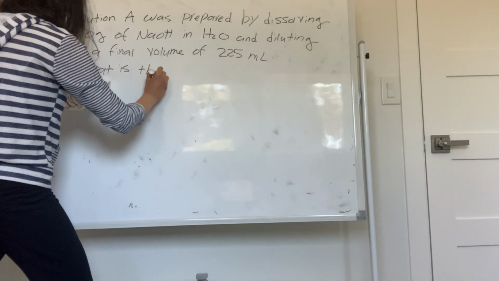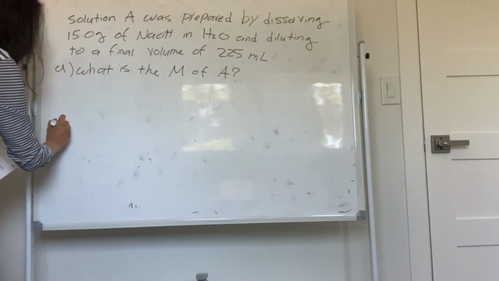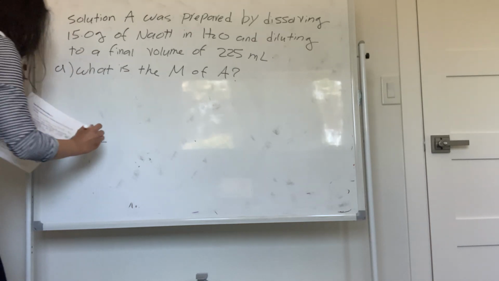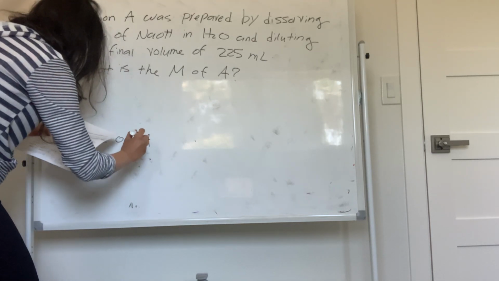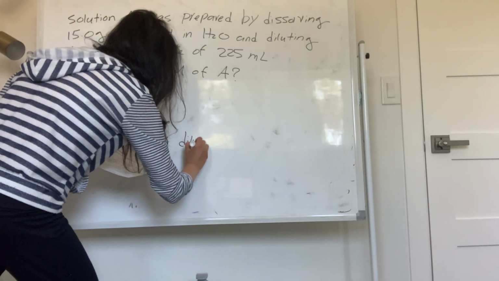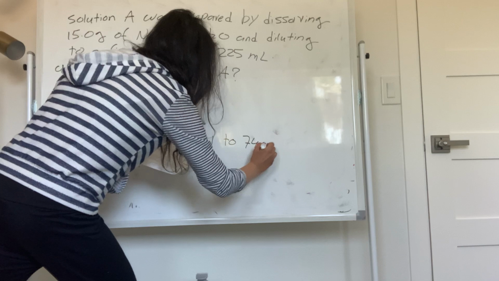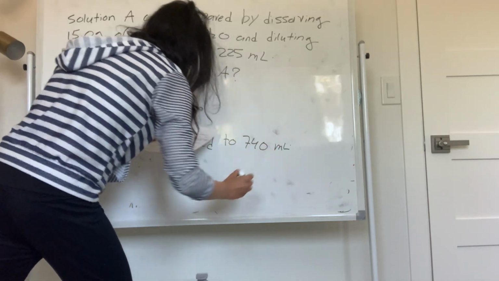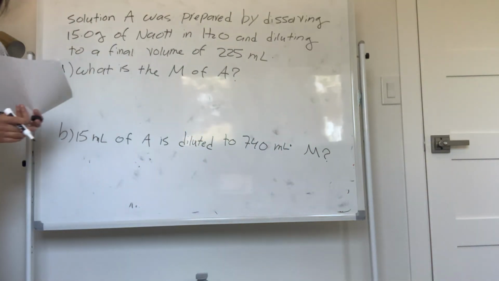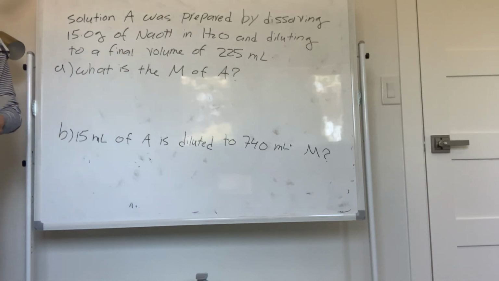What is the molarity of A? Question B. 15 ml of A is diluted to 740 ml. What is the molarity of this new solution? Okay, you ready? So this is to remind you of Chem 1A stuff. It's good to always practice.